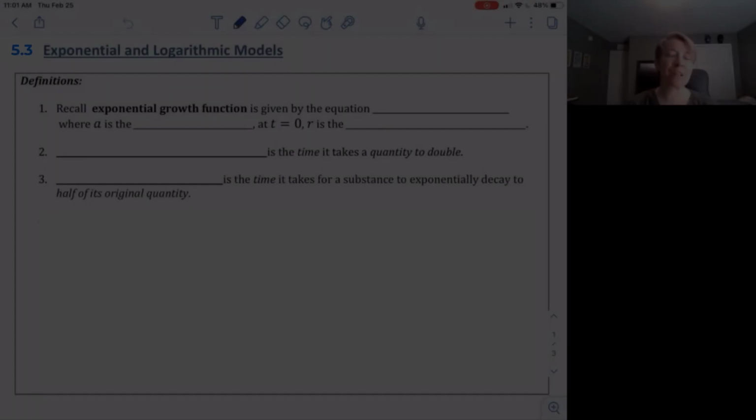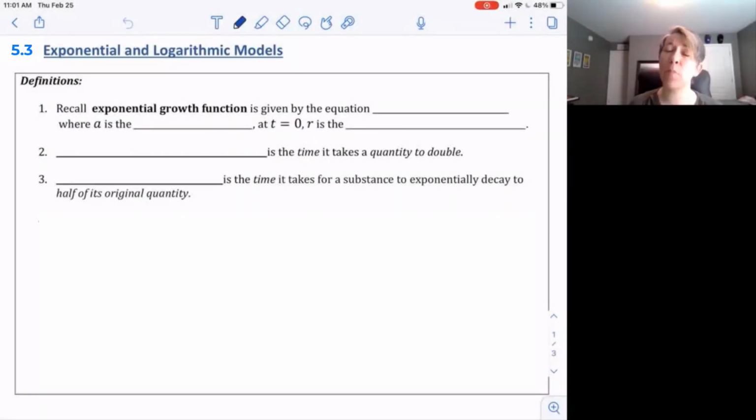Hi team, we're finally ready for exponential and logarithmic models. So let's review a couple of things and a couple of new definitions.